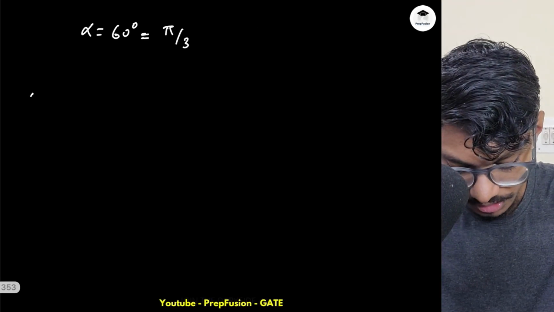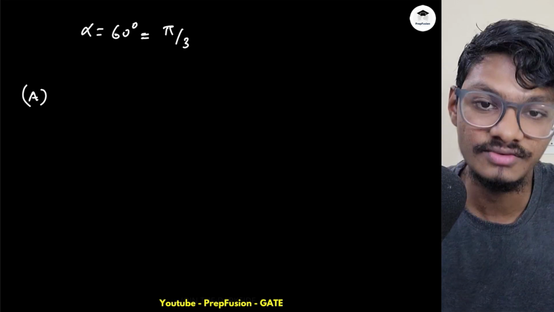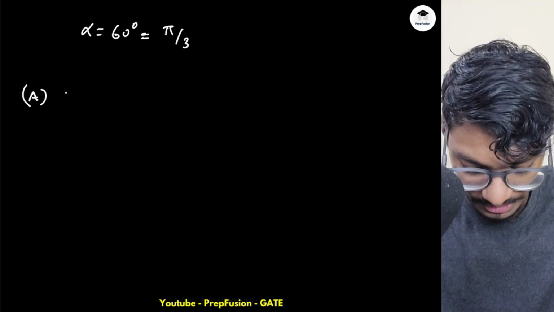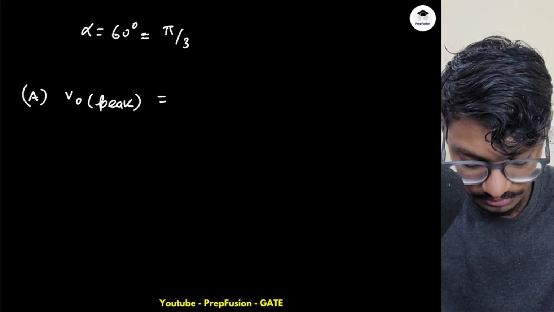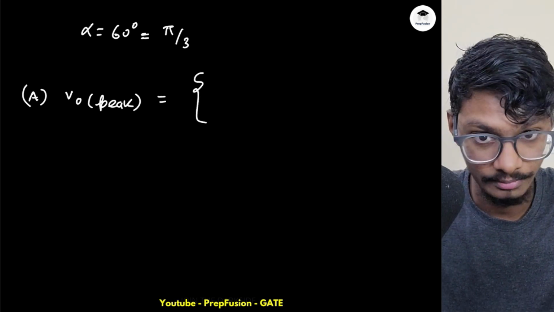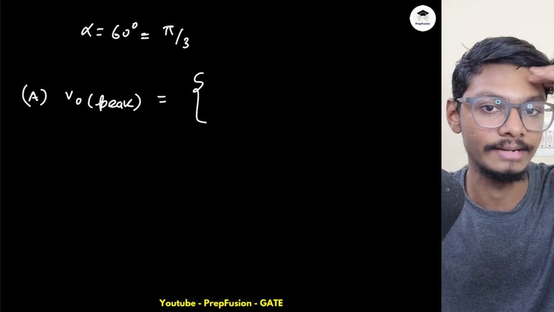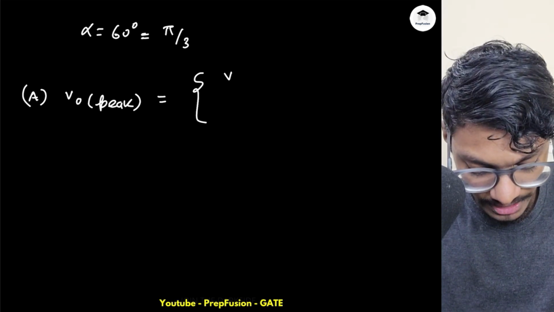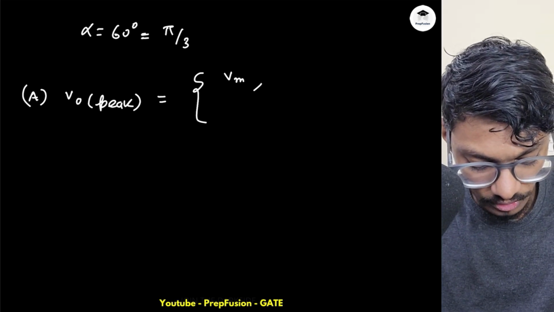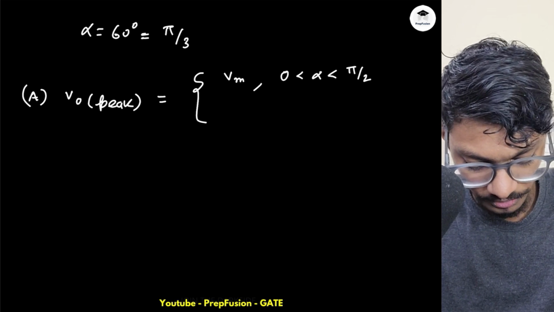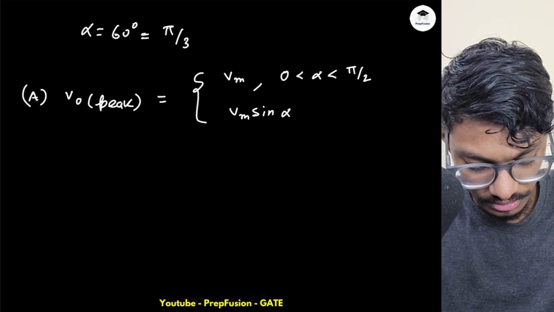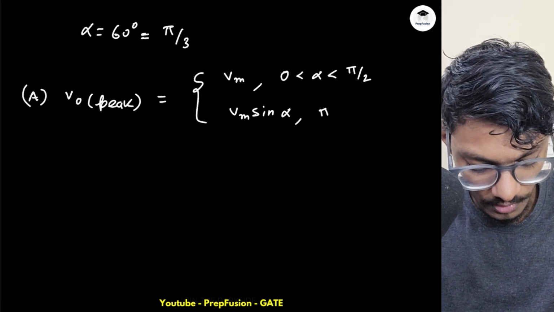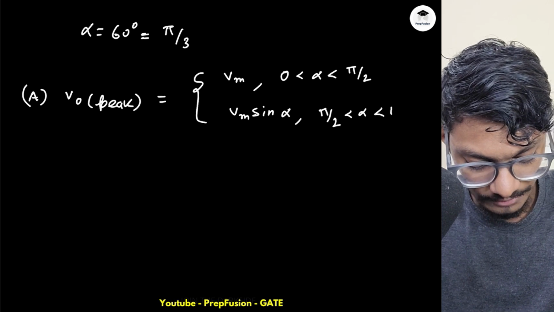So how do you compute the peak voltage across the load? So what is VO peak? I have told you it can be two things. In the previous lecture also I have explained what it can be. It can be Vm if your alpha is between 0 to pi by 2. It can be Vm sin alpha if your alpha is between pi by 2 to pi. I've explained this.